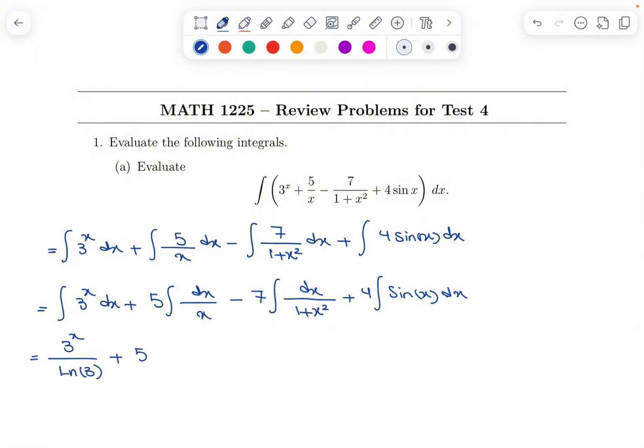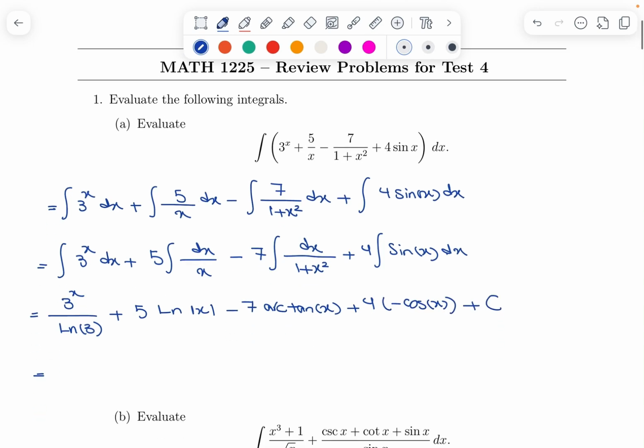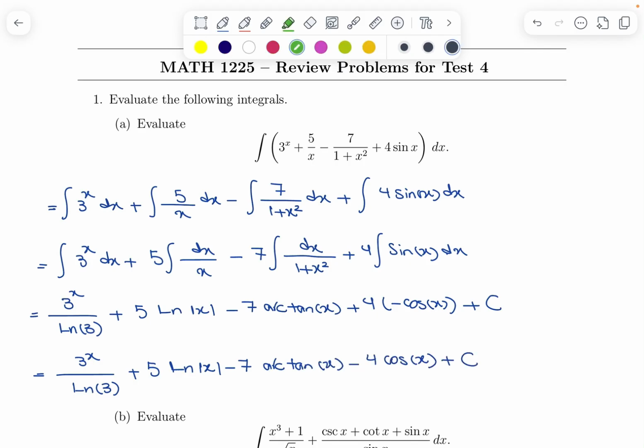The antiderivative of 1 divided by x would be ln of the absolute value of x, minus 7 times the antiderivative of 1 divided by 1 plus x squared, which would be arctangent of x, plus 4 times the antiderivative of sine, which would be negative cosine of x, plus c. So therefore the final answer would be 3^x over ln of 3 plus 5 ln of the absolute value of x minus 7 arctangent of x minus 4 cosine of x plus c. Therefore we could answer part A.